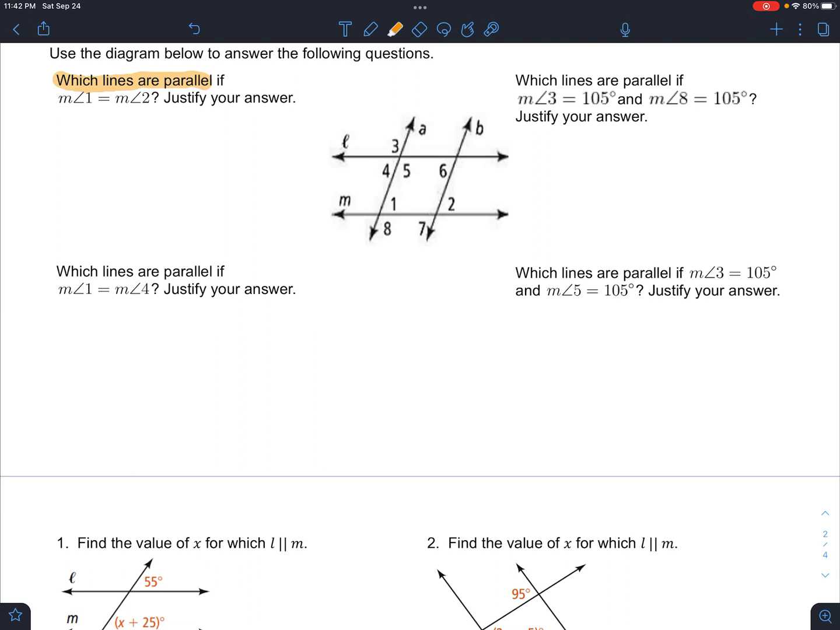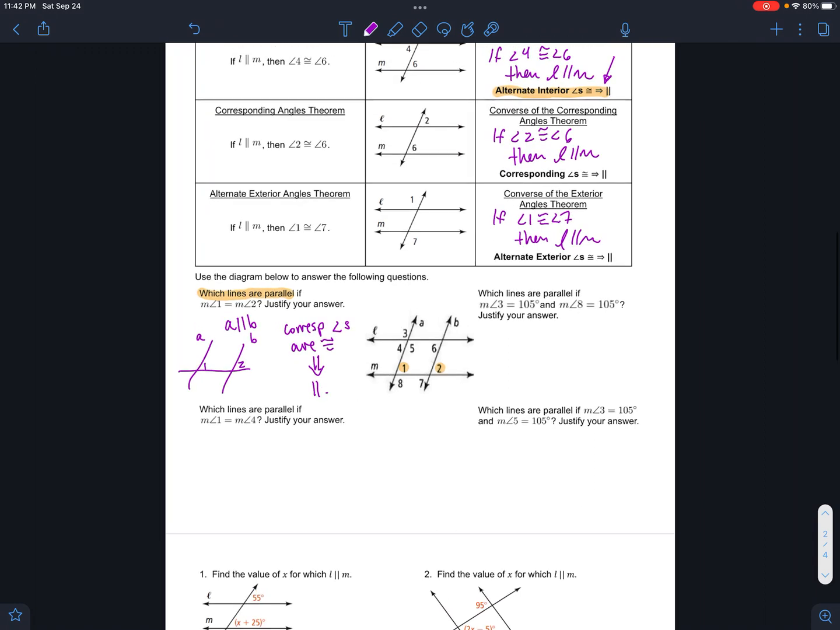Which lines are parallel if angles 1 and 2 are equal in measure? It would be A and B, because I would redraw the picture with just A and B, and the transversal that includes 1 and 2 near it. That's a corresponding angles pair. Corresponding angles are congruent implies parallel lines. Or we could refer to that as the converse of the corresponding angle theorem.